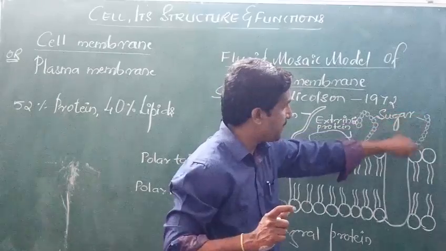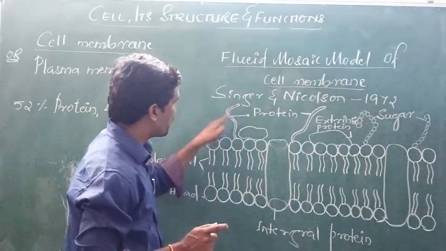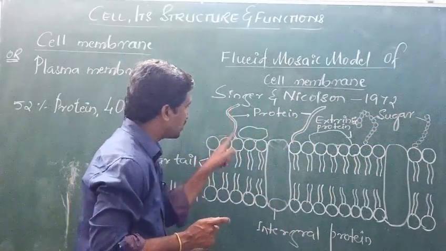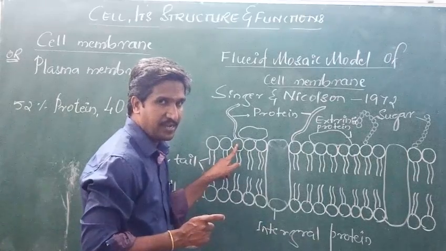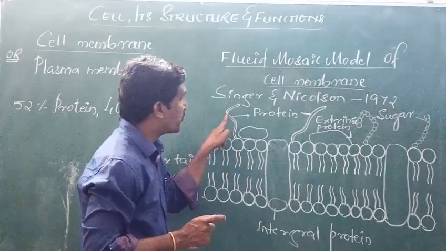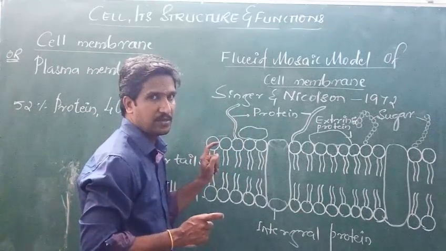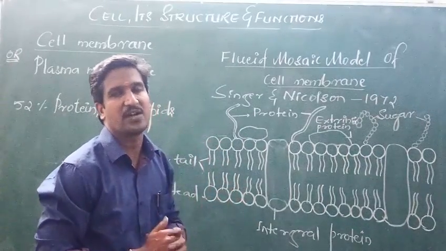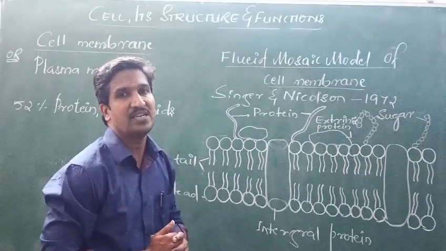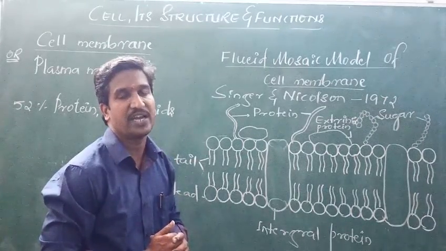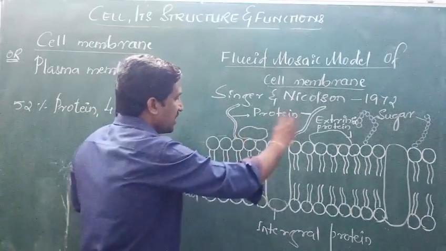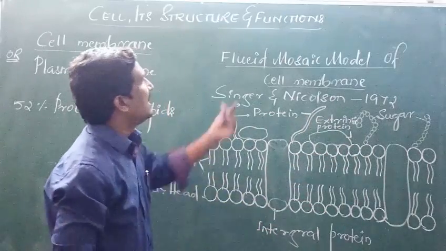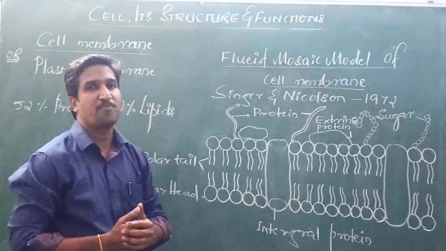So glycolipid, and likewise, this is a protein. A protein attached to the polar head, we call a glycoprotein. So in this way, the glycolipid and the glycoprotein are considered here along with the attachment. So this is considered the fluid mosaic model of a plasma membrane.